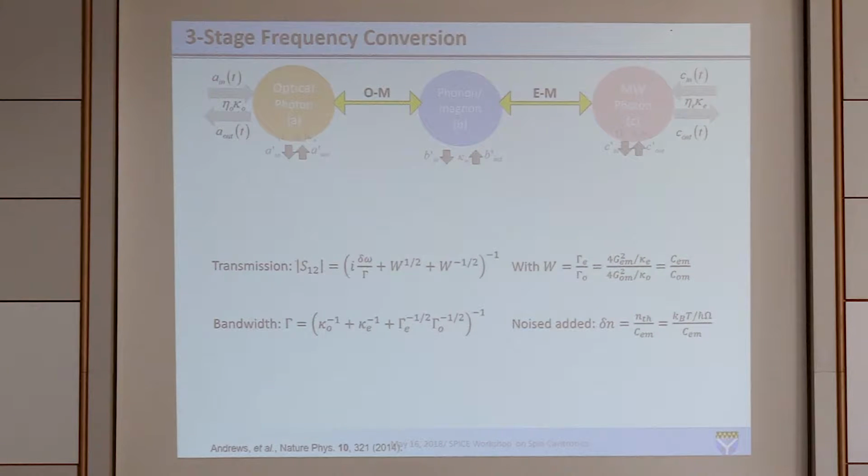So an ideal converter would require the S21 or S12 to be 1. You want the cooperativities to be identical and bigger than 1. And you also need the bandwidth to be large. Okay. And typically for superconducting circuits, we need a transfer bandwidth of about 1 megahertz.